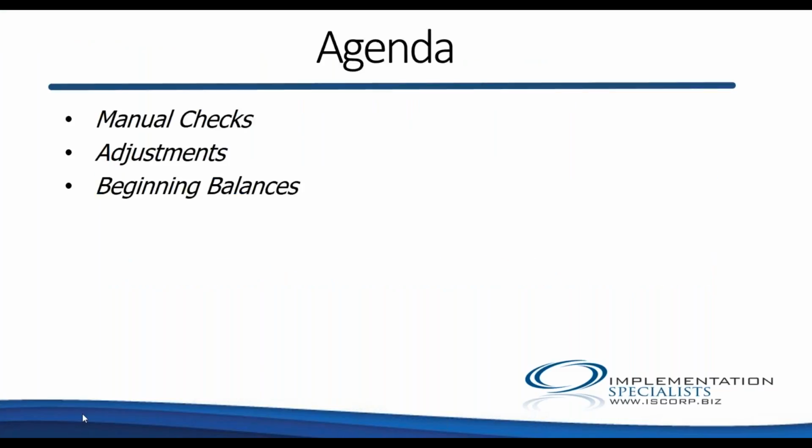There are three types of manual checks that can be processed. When you go into the manual check window, which we'll see in a little bit, there are three check types that you can choose from. The first is manual checks, the second is adjustments, and the third is beginning balances. We'll discuss each one of these types in detail as we go through our presentation, and show one example for each type.